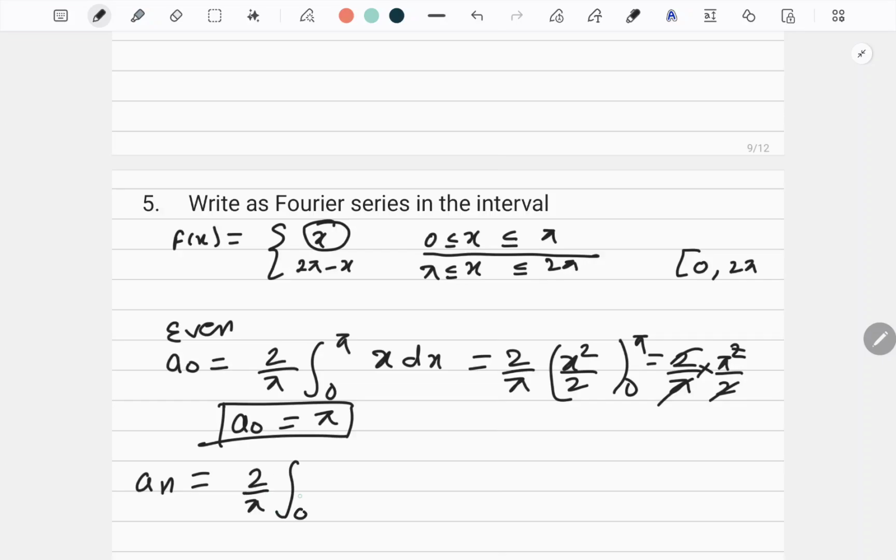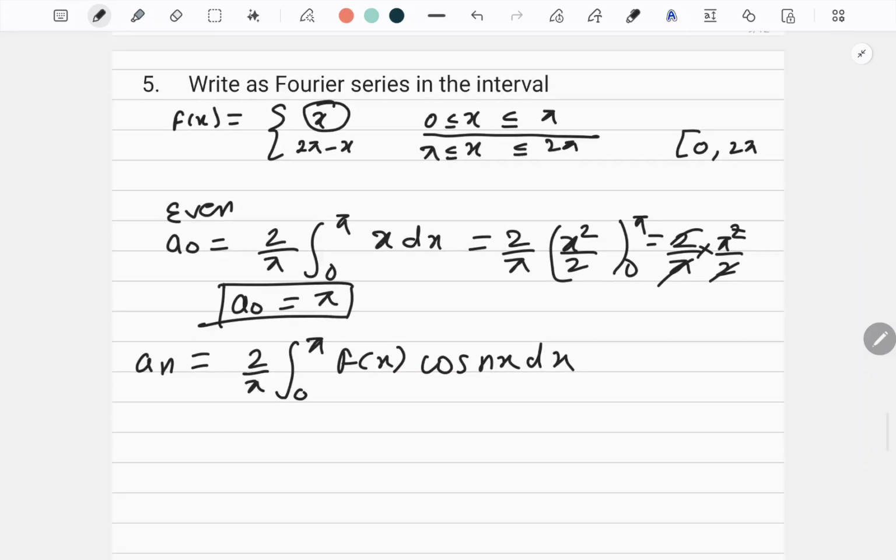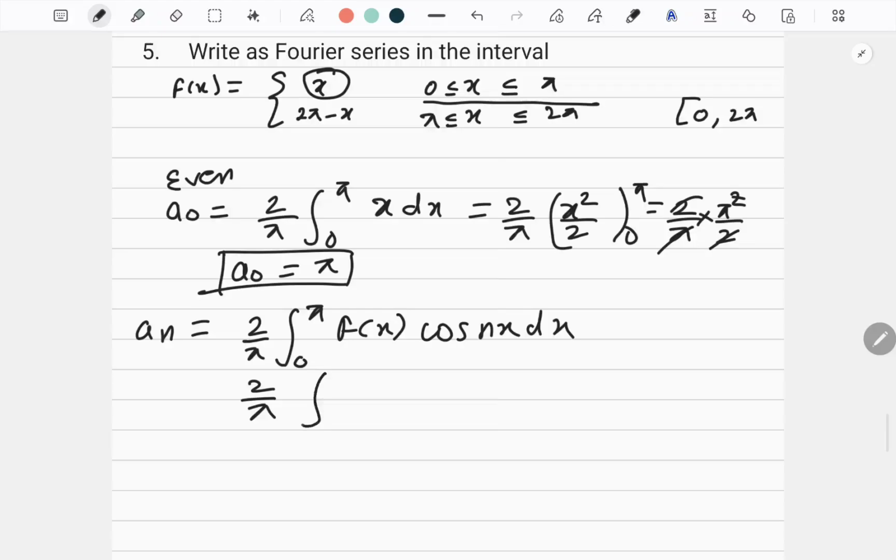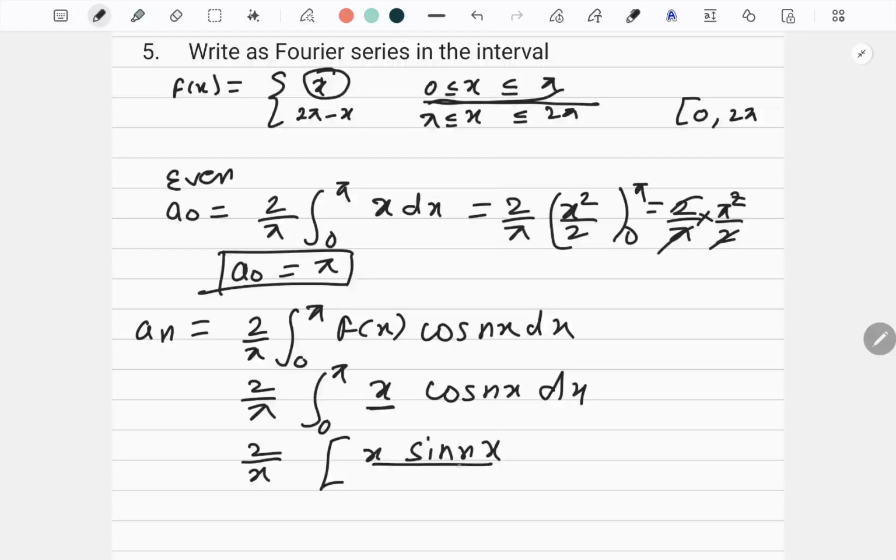2 by pi integral 0 to pi f of x cos nx dx. Right? So 2 by pi integral 0 to pi. What is fx? X. Cos nx dx. Don't get confused why I am taking fx as x, because 0 to pi value of the function is x. So 2 by pi. Now integrate. First function, integration of second, minus integral d by dx of first, and integral of second 2 times. So cos will become sine and sine will become cos again. So cos nx upon n square, and one negative sign will make this plus 0 to pi.